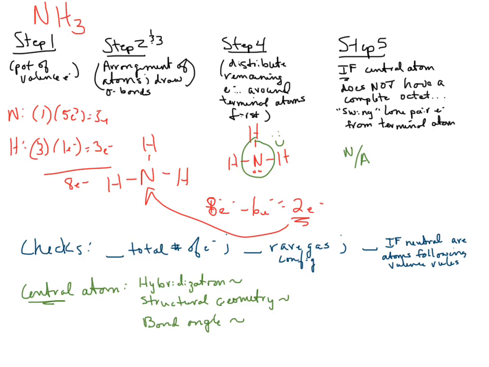The first check is the total number of electrons in this final Lewis structure. Is it the same as our pot? And yes. Do you buy that we have 8 electrons shown there, and our pot was 8 electrons? So that's cool. Do each of the atoms, the nitrogen atom and the 3 hydrogen atoms, have a rare gas configuration? Yes, they do. So that's a good check there.